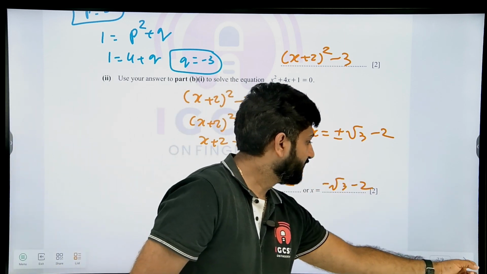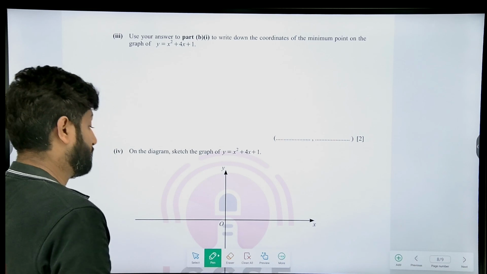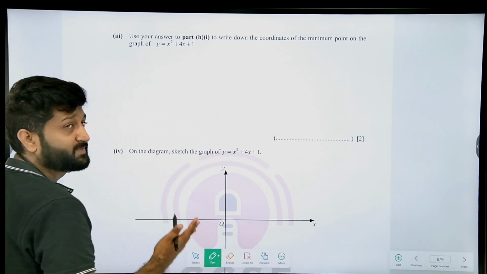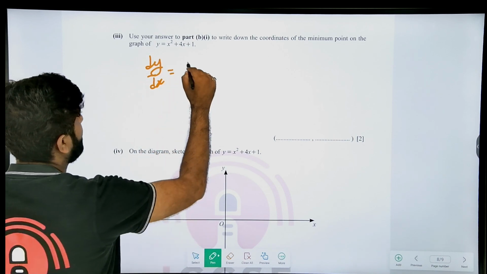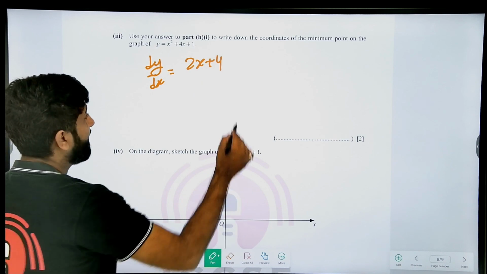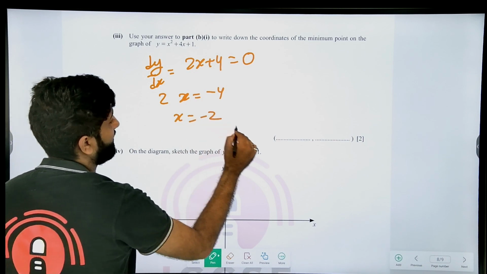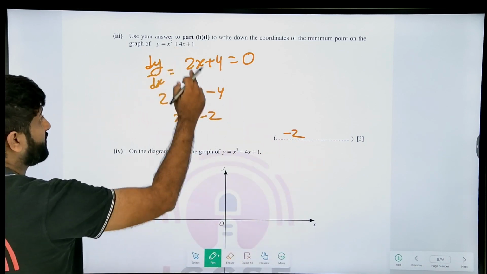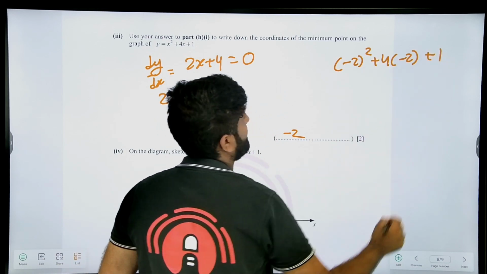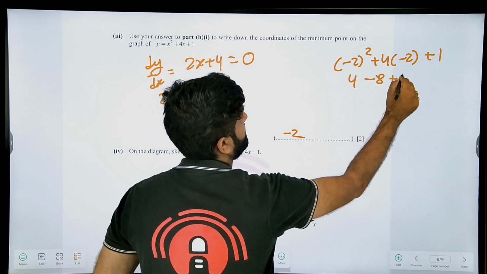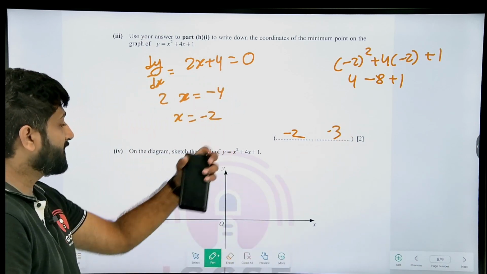Right. Now the next part would be sketching. Oh, I do have to find the minimum points as well. Okay, let us find the minimum points. Minimum points means the turning point. So dy/dx equals 0. That is 2x plus 4 equals 0, so 2x equals negative 4, x is negative 2. When x is negative 2, the value of y is (negative 2) squared plus 4 times negative 2 plus 1: 4 minus 8 plus 1, 5 minus 8 is negative 3.